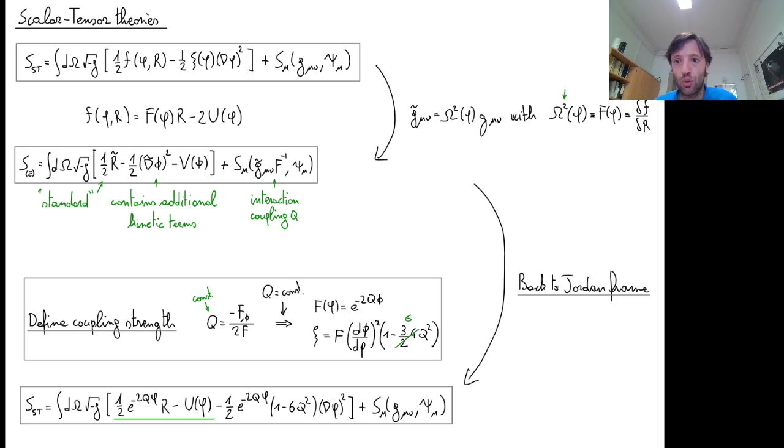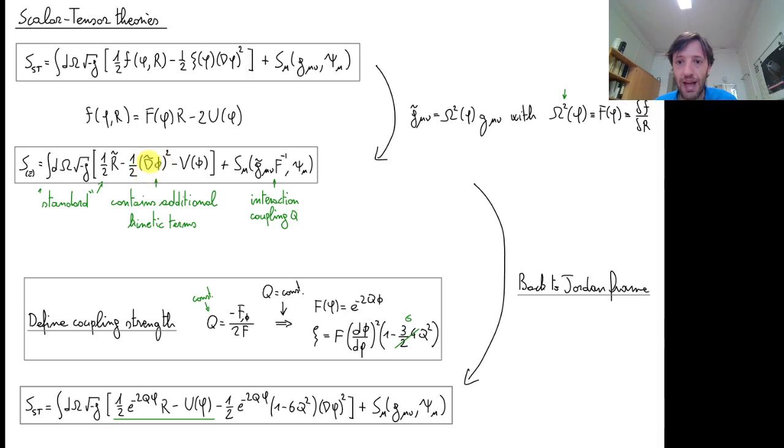Then what we did was to perform a conformal transformation to go from the Jordan frame to the Einstein frame, in such a way that, given this construction, this is possible through this conformal transformation, where our conformal function is the derivative of the function f, this guy here, with respect to the Ricci scalar.